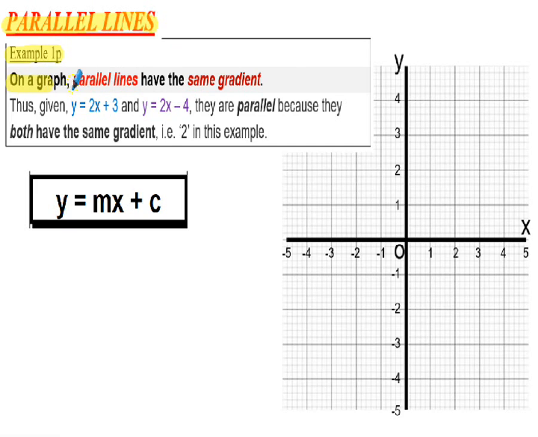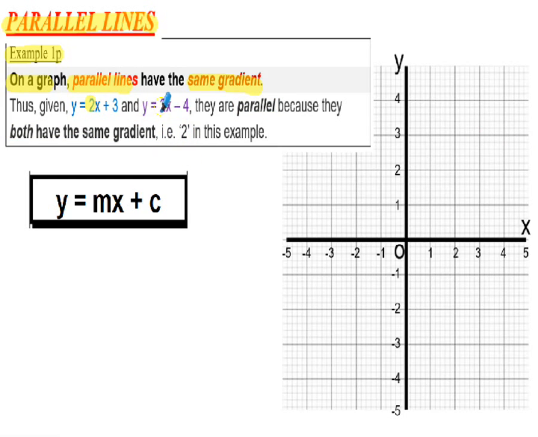On a graph, parallel lines have the same gradient. So given y is equal to 2x plus 3 and y is equal to 2x minus 4, these lines are parallel to each other because they both have the same gradient, which is a value of 2.